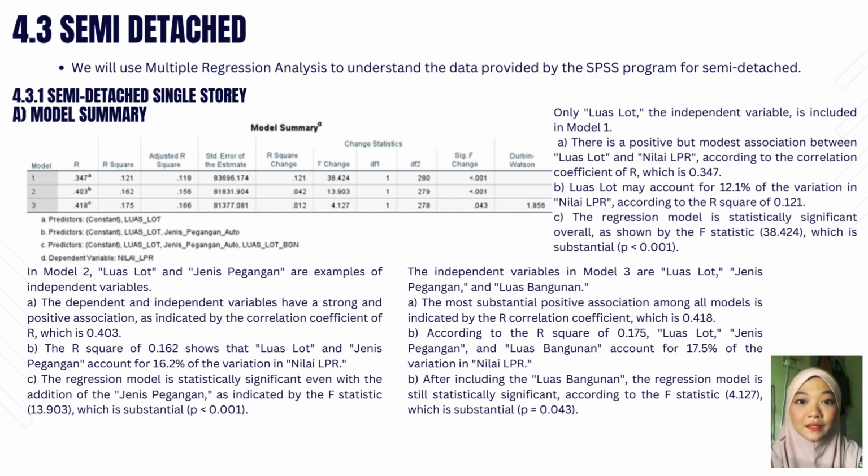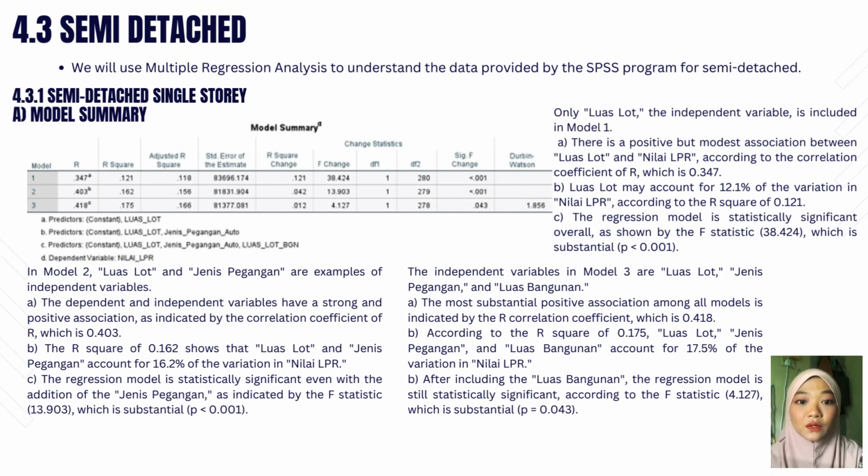in nilai LPR. The regression model is statistically significant even with the addition of jenis pegangan, as indicated by the F statistic of 13.923, which is substantial, P < 0.001. The independent variables in Model 3 are luas lot, jenis pegangan, and luas bangunan. The most substantial positive association among all models is indicated by the R correlation coefficient, which is 0.418.